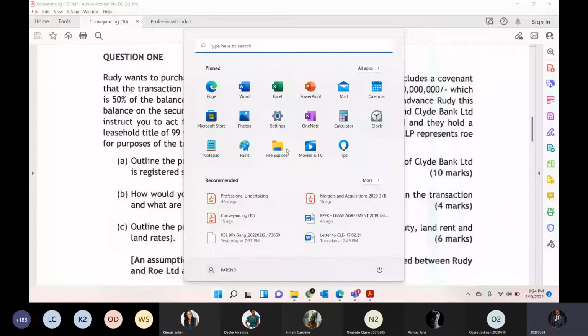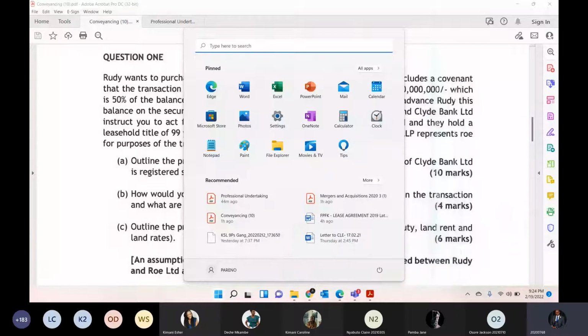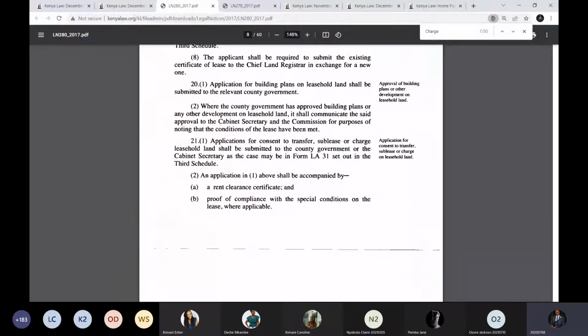Actually, there are two things here. There's a consent to transfer and there's also the consent to charge. For the application for consent to transfer, that will be obtained by the vendor's advocate, because it has to be transferred to who? To Rudy. The property will be transferred to Rudy.